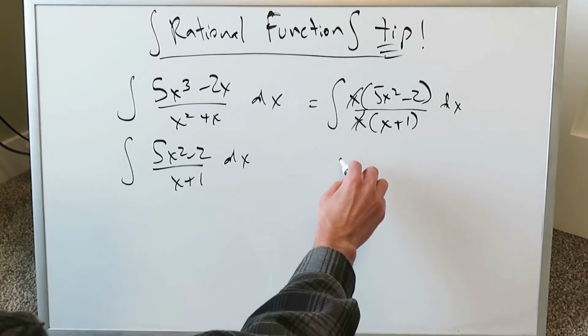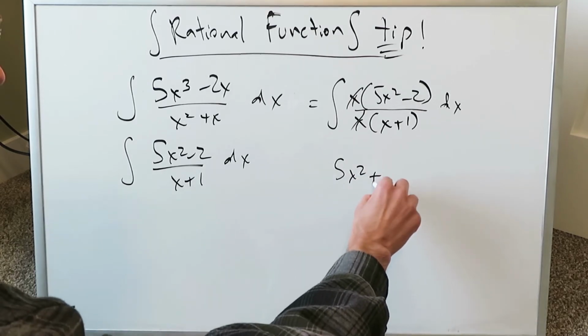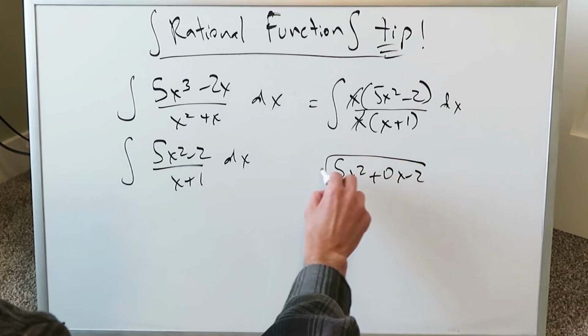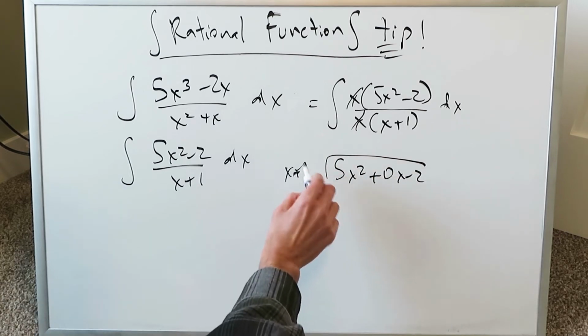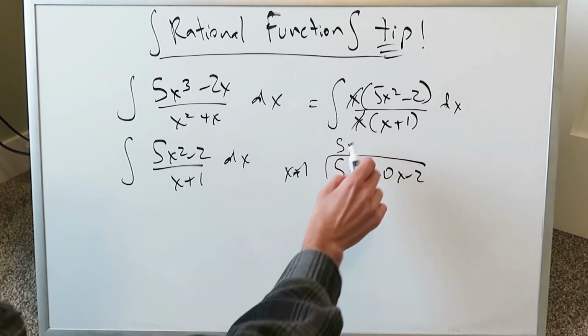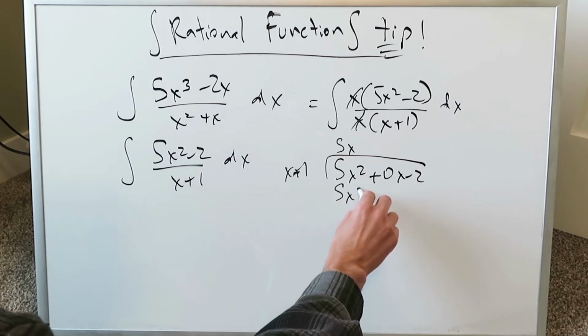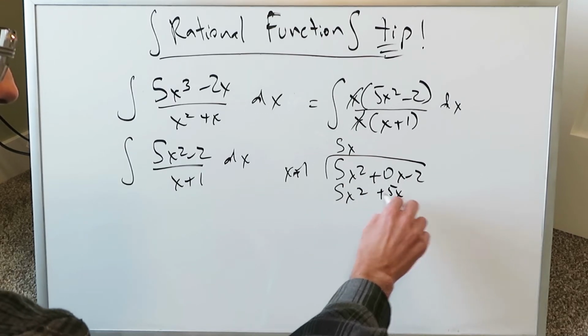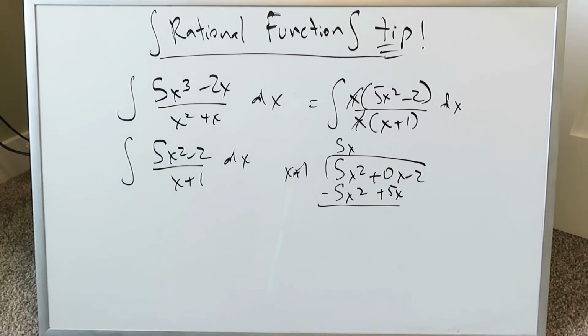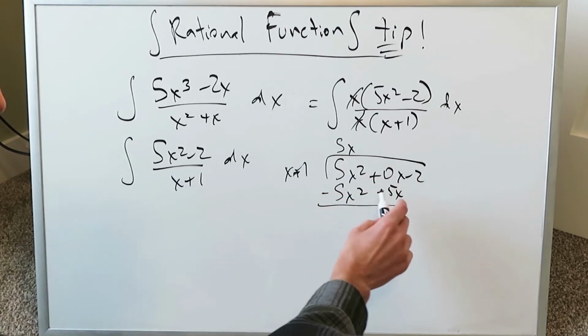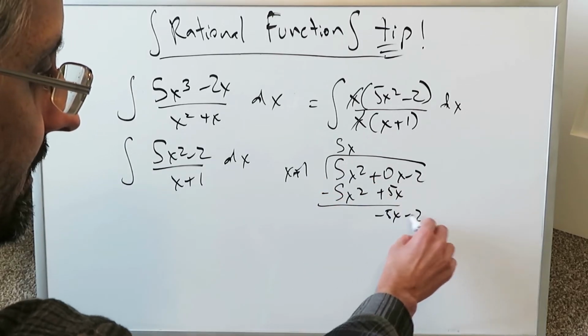And now you'd have to do the polynomial long division, so let's do it. It's not going to be hard by any means because you know how to do that. x goes into 5x squared 5x times, multiplied back, you'll have 5x squared plus 5x. I just added the 0x as a placeholder. When you subtract it, this cancels out. Here you get a minus 5x minus 2.